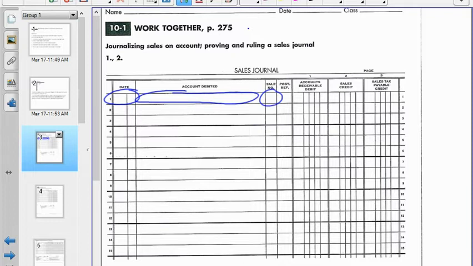And then we deal with our amounts, right? Our set amount of sales, the tax that was collected in that situation, and in turn, what does the account receivable turn out to be? Sales plus sales tax is going to equal my account receivable.